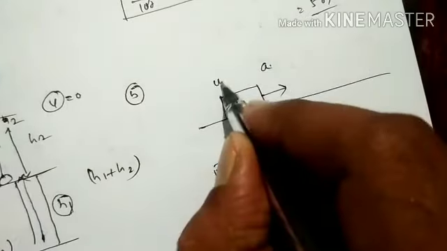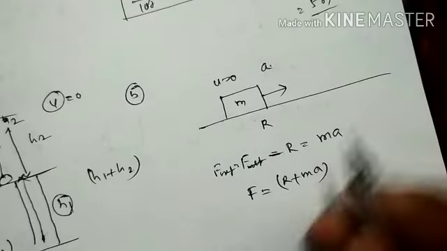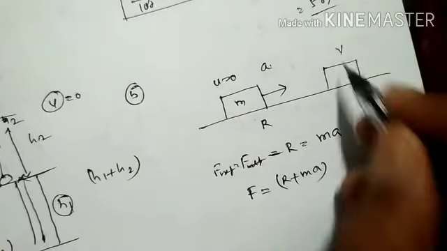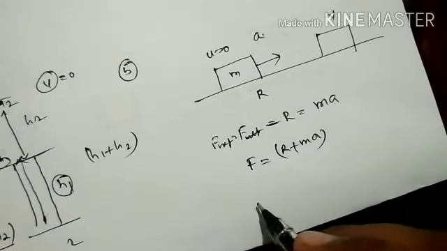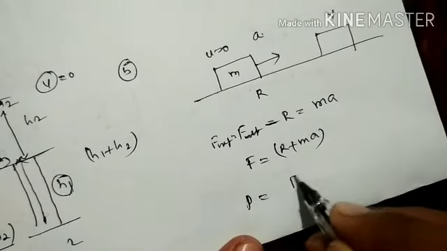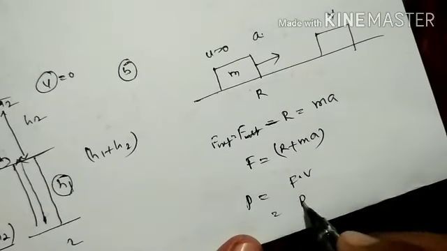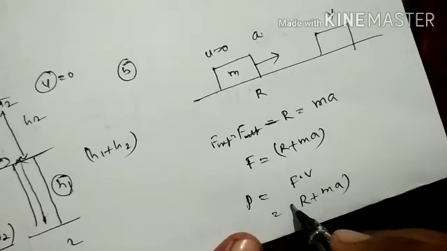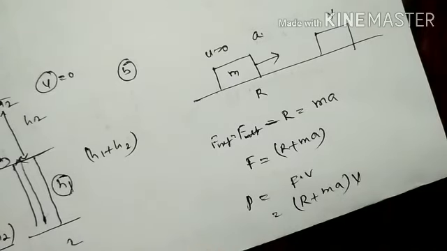Let us suppose the body starts from rest and it acquires a velocity v after some time. What is the power of the engine? Power of the engine P is equal to force into velocity. You can write (R plus MA) into V. So these are some of the applications, and all these applications are useful in the power chapter for solving problems.